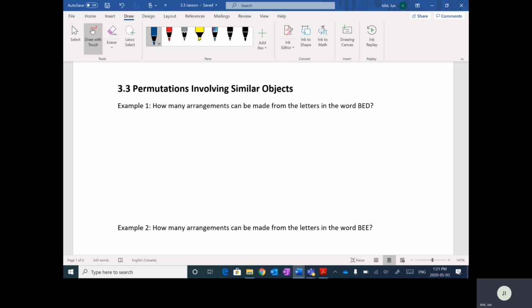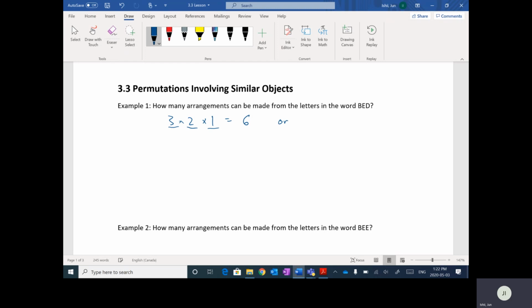All right, so just for review. How many arrangements can be made from the letters in the word bed? In other words, we have 3 spaces, and we have 3 options for the first one. So this is just using the fundamental counting principle. 2 options for the second one, and 1 for the third. So if we multiply that together, 3 times 2 times 1, which is 6. All right, so there's 6 arrangements.